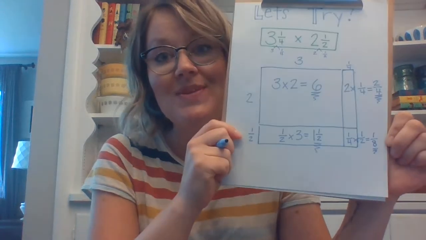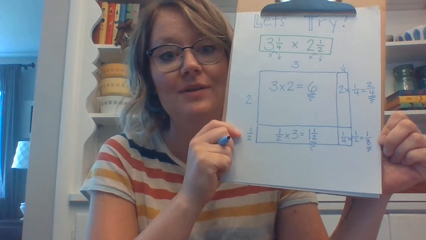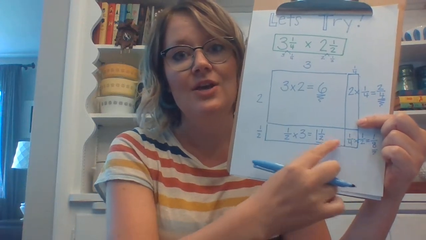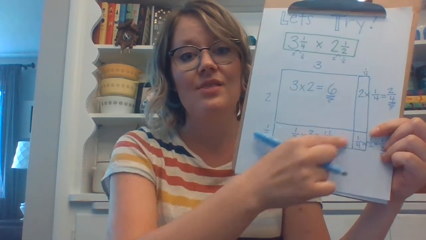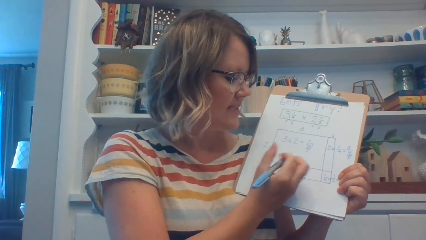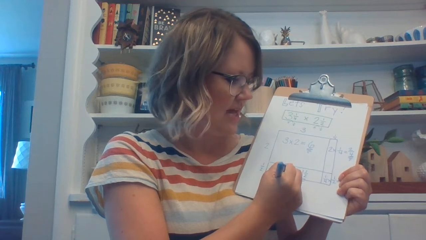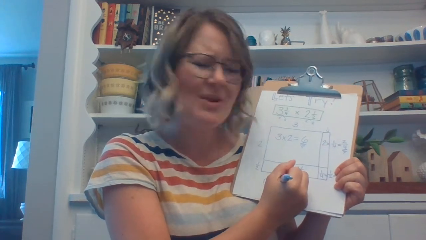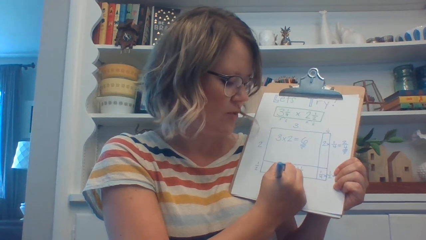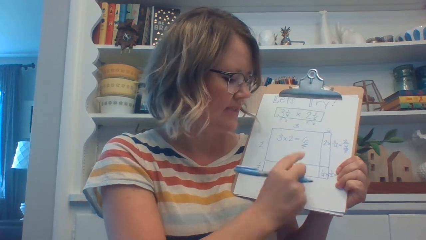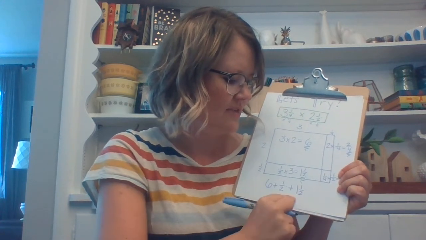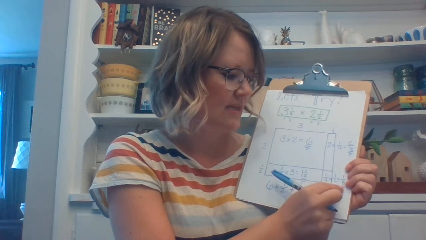Okay, so now you have found all the different products or areas of each of these sections. So to figure out the area of this entire thing, we need to put them all together, which means we need to add this area, 6, plus this area, 2/4. I'm going to call that 1/2, okay? Because I know that it's 1/2, plus this area, which is 1.5, and that's kind of nice because those are already halves, plus 1/8.